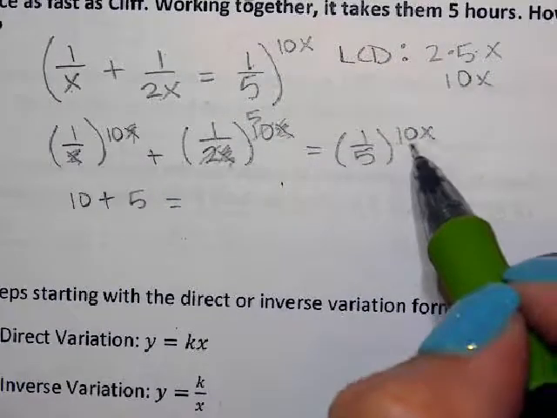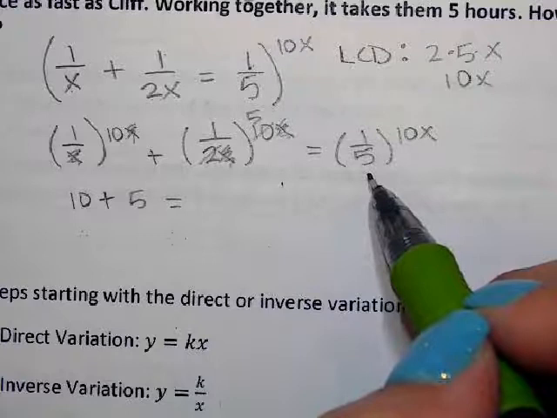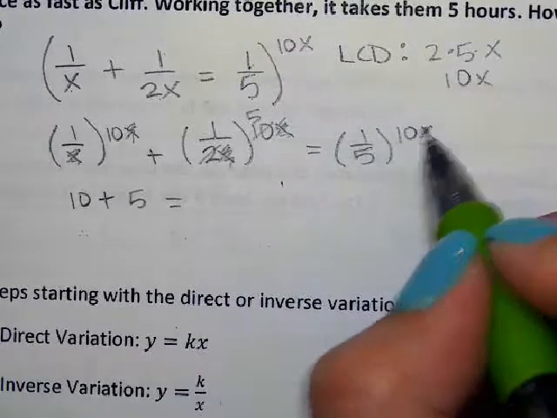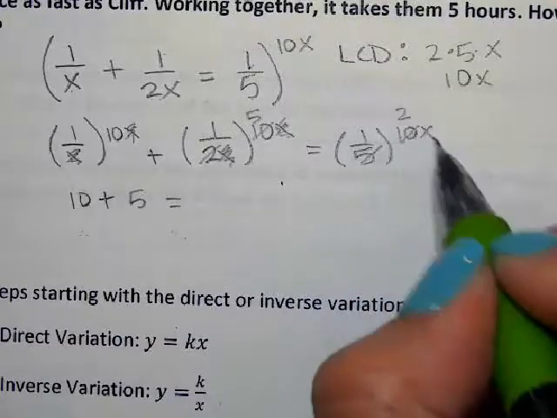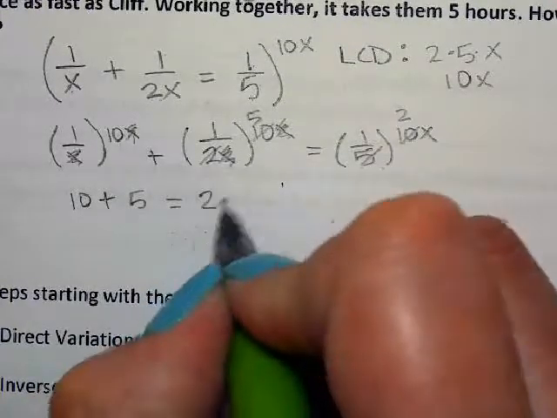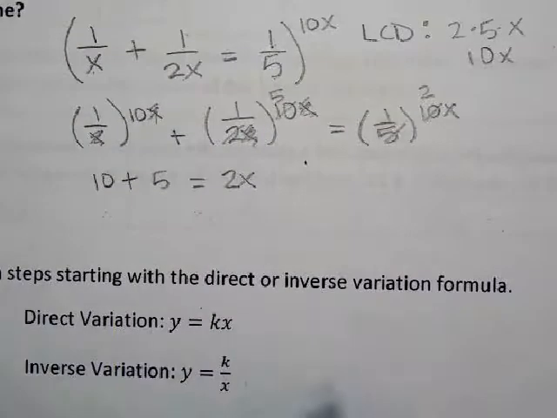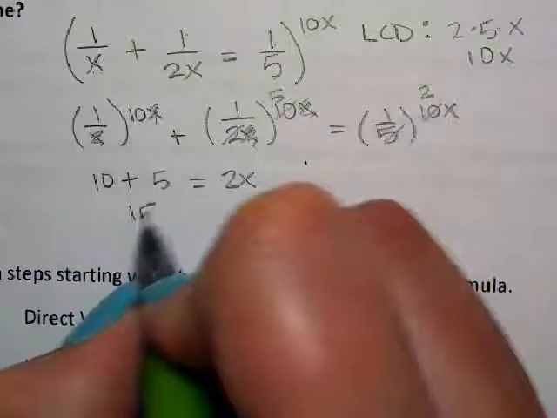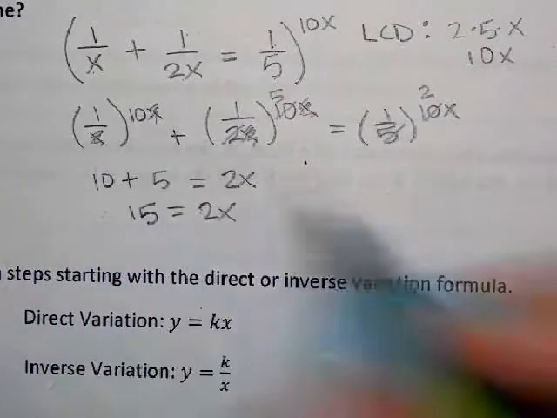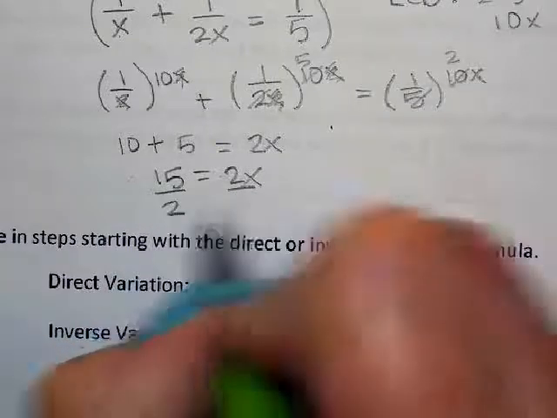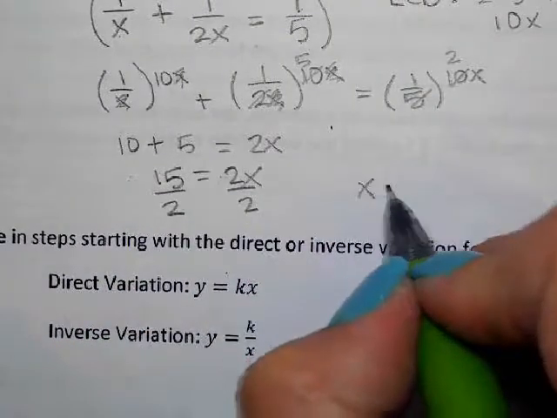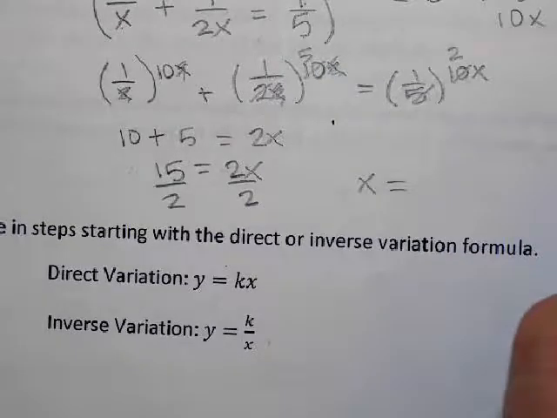Multiplying by 10x, dividing by 5, 2x. So the x doesn't cancel, but 10 divided by 5 is 2. So we get 2x times 1 is 2x. Okay? So we get 15 equals 2x, and then what should we do? Divide by 2. And so x equals 15 divided by 2, which is 7.5.